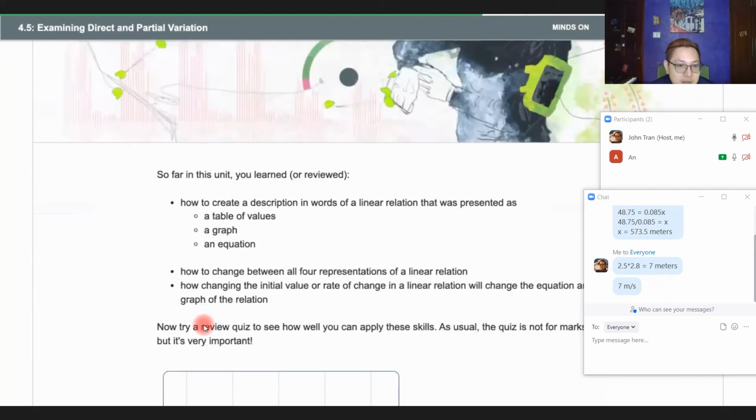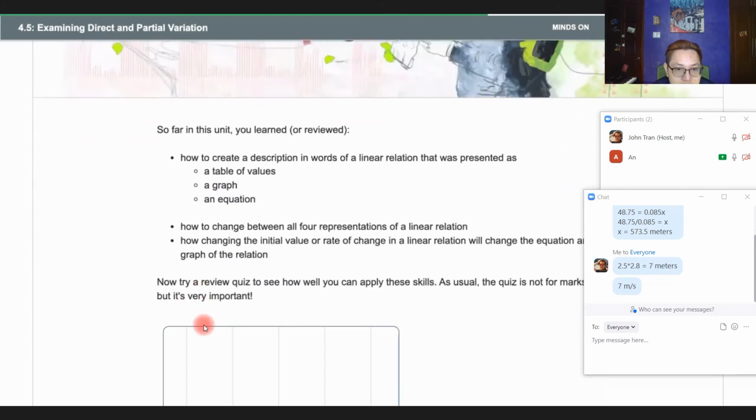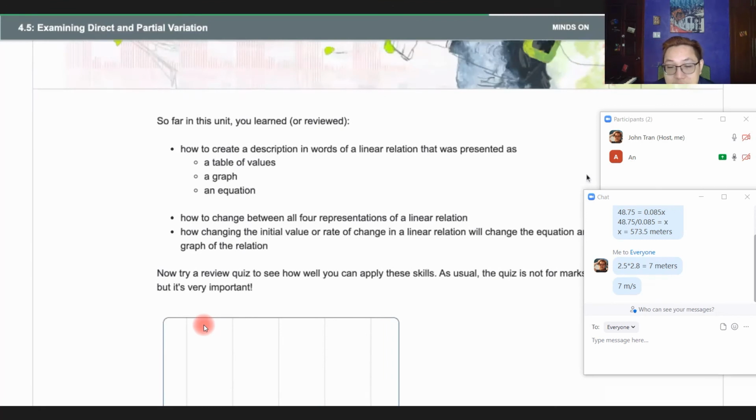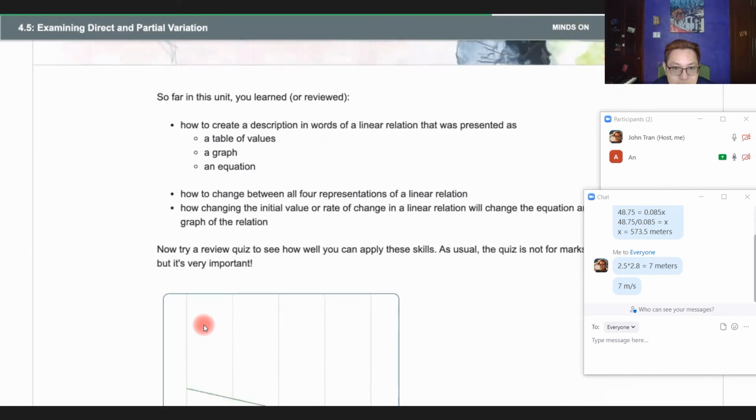And a consolidation, let's try it. So far in this unit, you learned or reviewed how to create a spoken description of a linear relation that would represent a table of values, a graph, an equation, how to change between all four representations of a linear relation, and how changing the initial value or rate of change in a linear relation would change the equation and the graph of the relation.